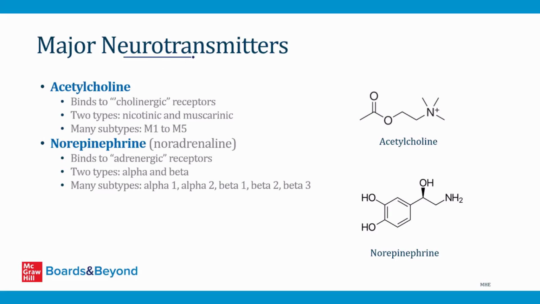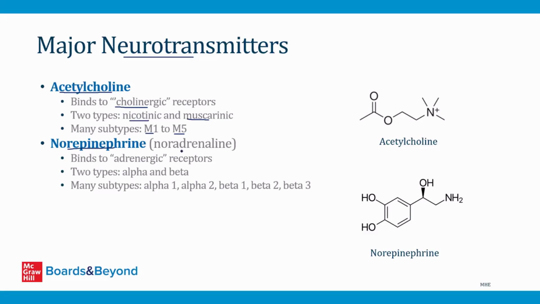There are two major neurotransmitters that are part of the autonomic nervous system. The first one is acetylcholine. The second one is norepinephrine. Acetylcholine binds to receptors called cholinergic receptors, and there are two subtypes, nicotinic cholinergic receptors and muscarinic cholinergic receptors. And then the muscarinic subtype is broken down even further into many different subtypes like M1, M2, M3, all the way up to M5. And we'll talk in more detail about what all these receptors do shortly.